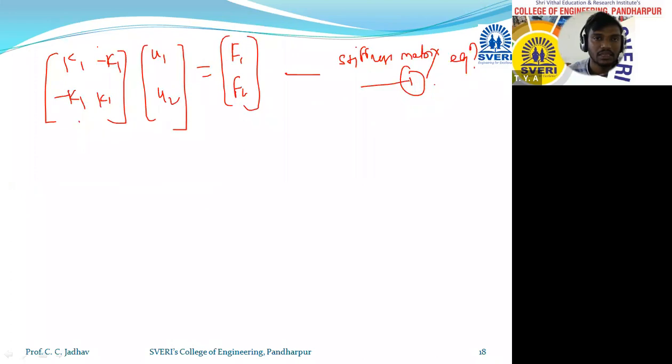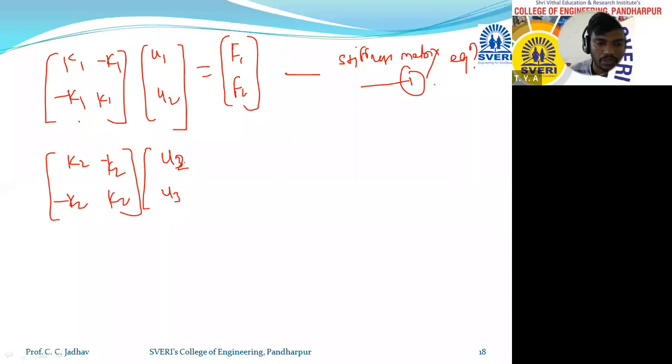The second equation will be k2 minus k2 minus k2 k2 into u2 u3 is equal to f2 f3.